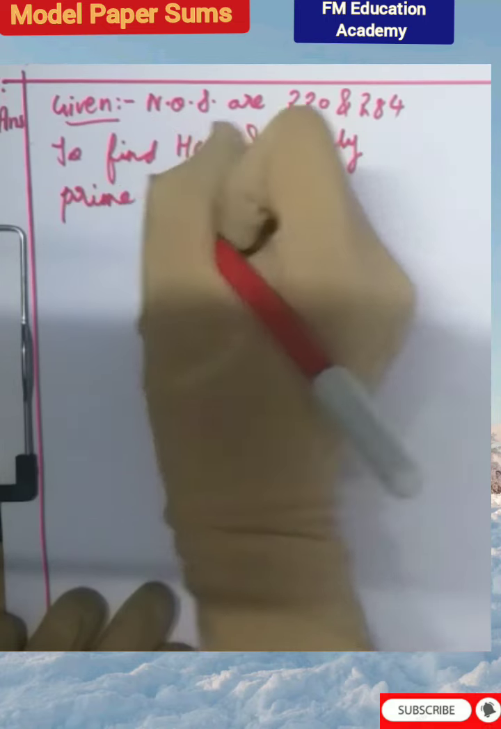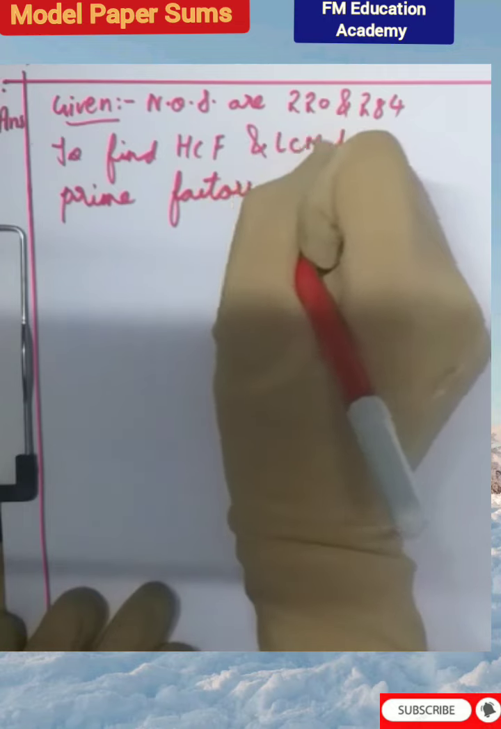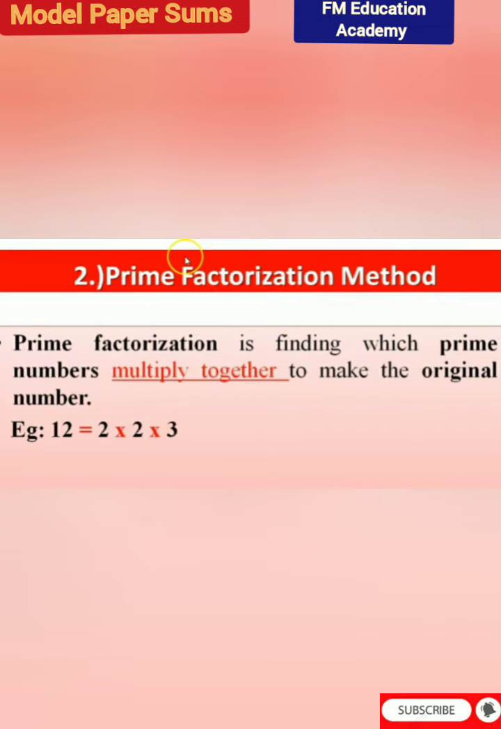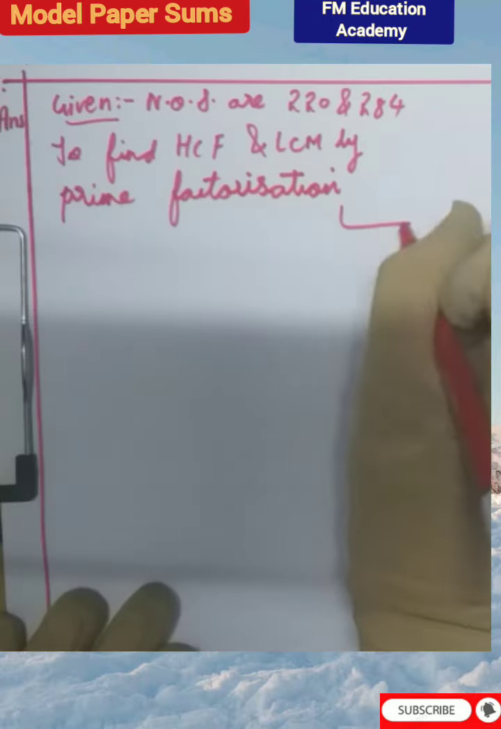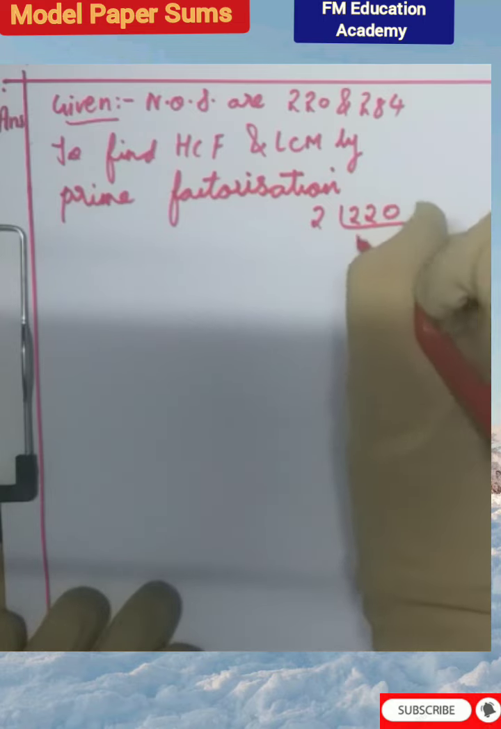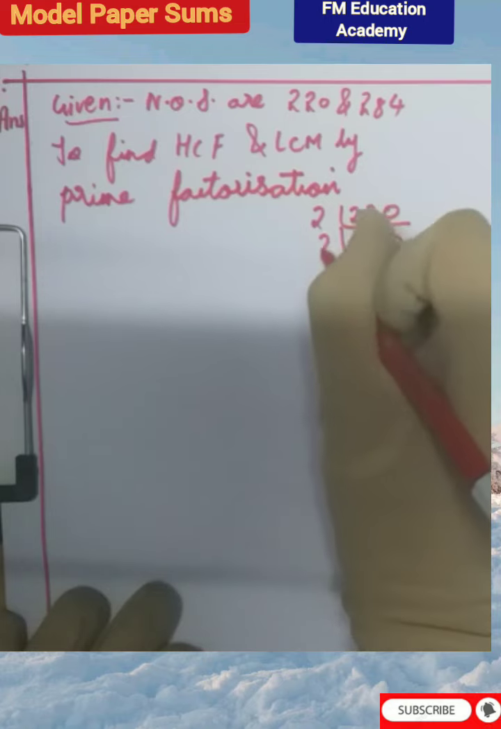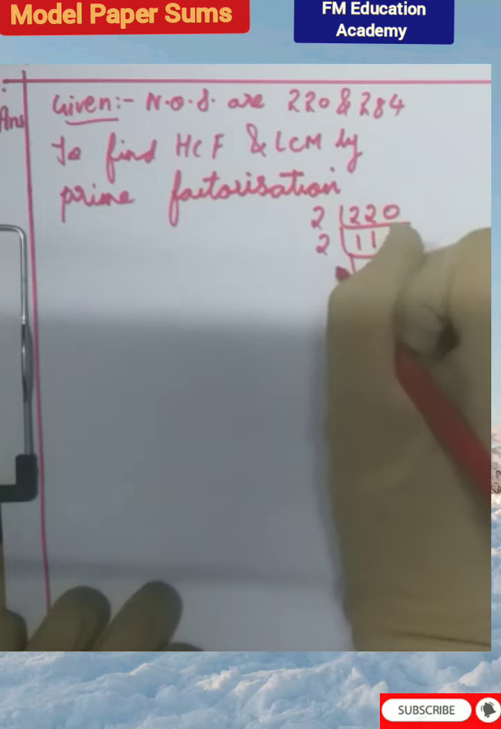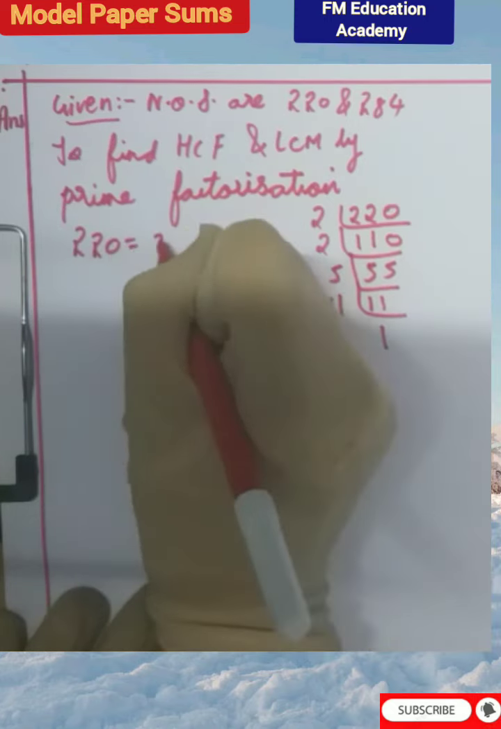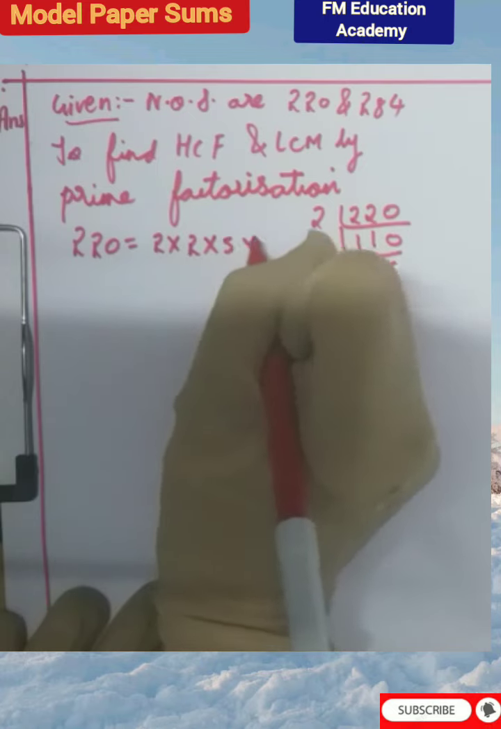By prime factorization. So prime factors of 220. Always use prime numbers to find out the prime factorization. 2 1s are 2, 2 2s are 4, 2 5s are 10, 5 11s are 55, 11 1s are 11. So 220 can be written as 2 into 2 into 5 into 11.